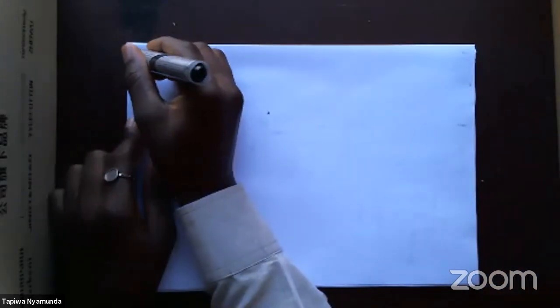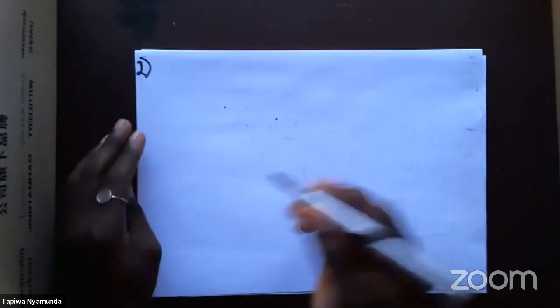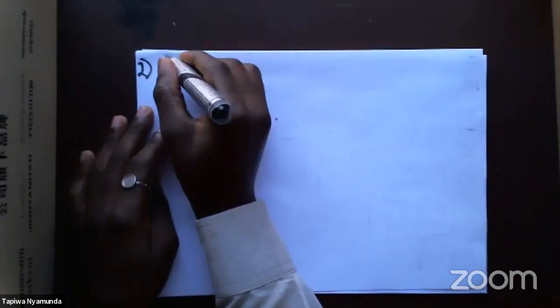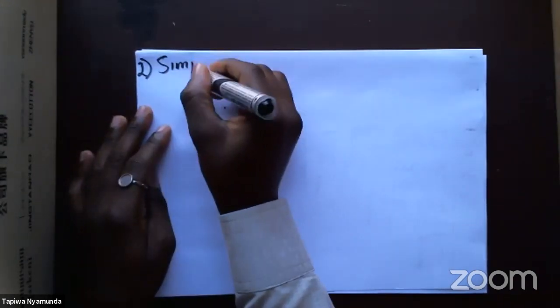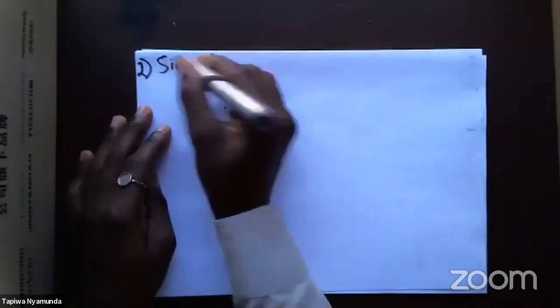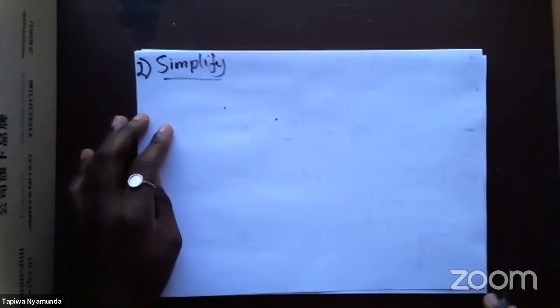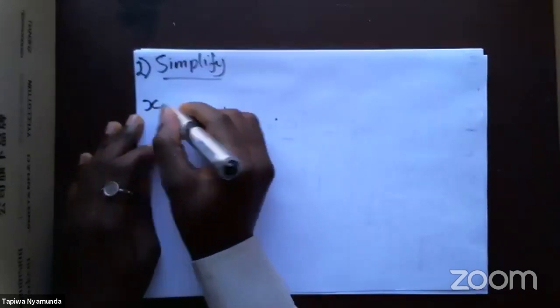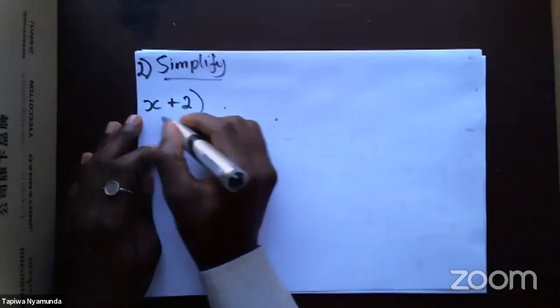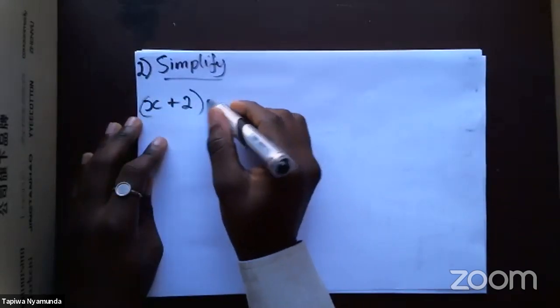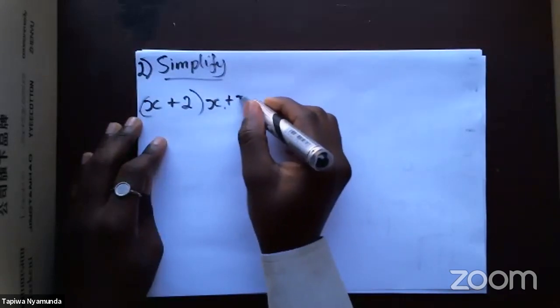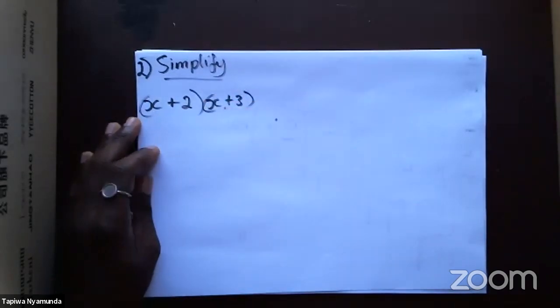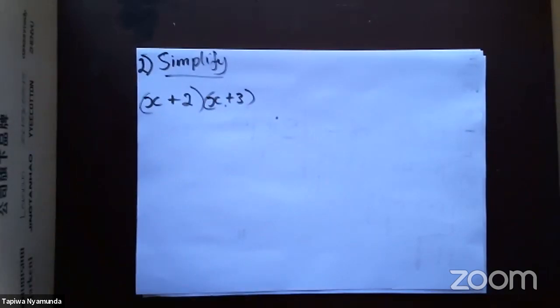Okay, let's look at another example where we again want expressions to be simplified. Again it says simplify. Simplify what? Simplify x plus 2 factor of x plus b, like this.